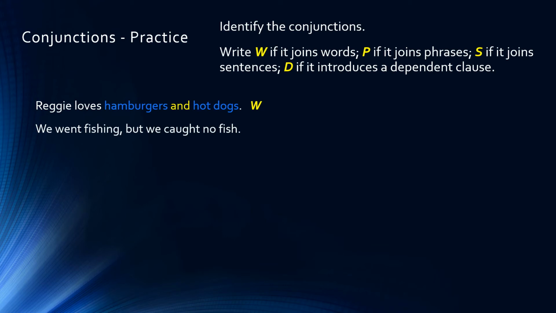We went fishing, but we caught no fish. So what is the conjunction but joining in this sentence? It's joining two sentences. We went fishing is a sentence. We caught no fish is a sentence. They both make sense by themselves. They are independent clauses. So the conjunction but here is joining two sentences. We went fishing. We caught no fish.